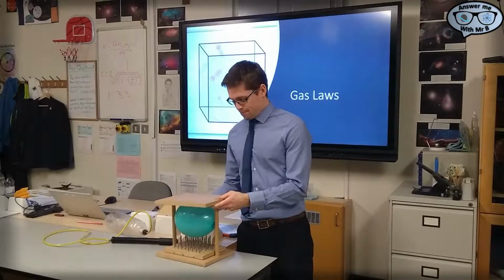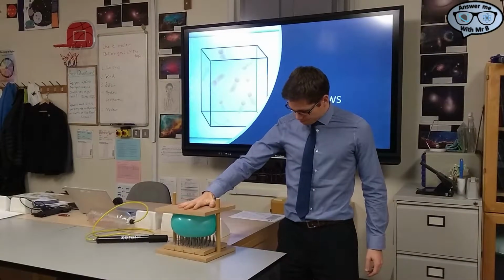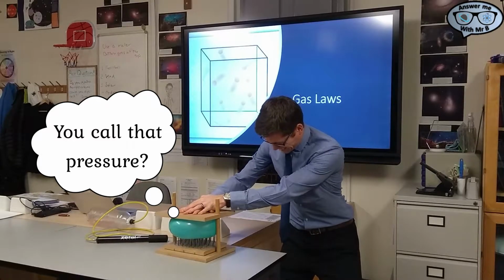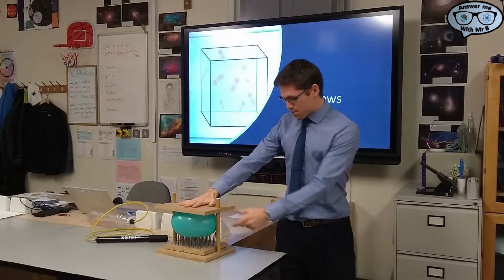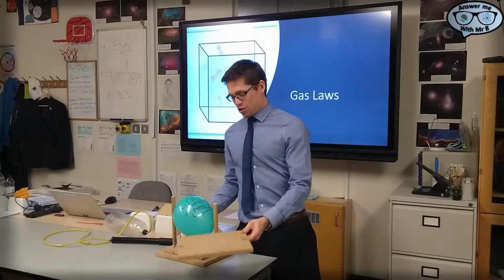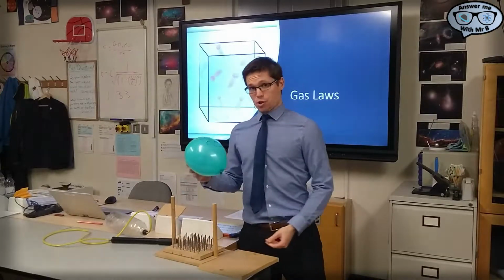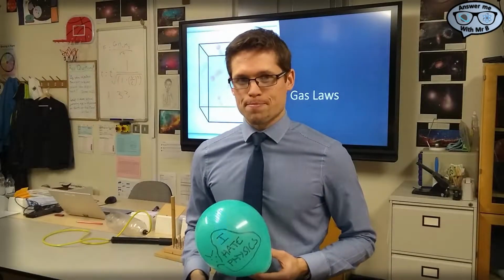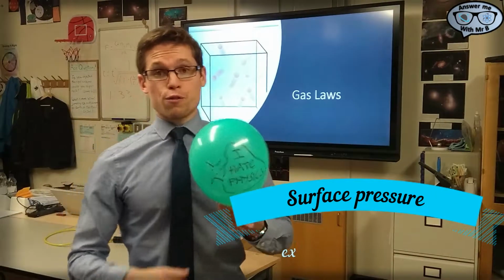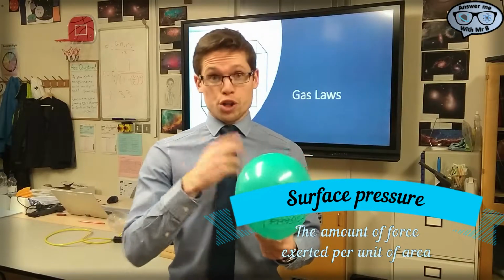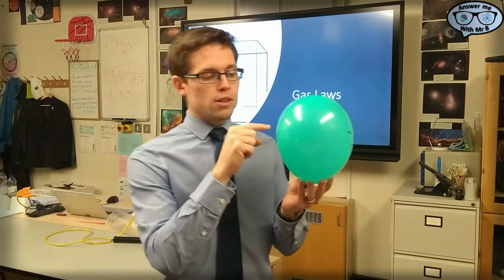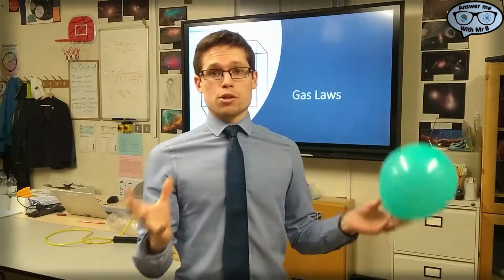Okay, here we go. Okay, that's awkward. The reason it's awkward is because I'm not actually taking into account surface pressure. Surface pressure is the amount of force exerted per unit of area. If I want to execute this balloon, I'm going to need to exert enough pressure on this surface to split the rubber and burst the balloon.